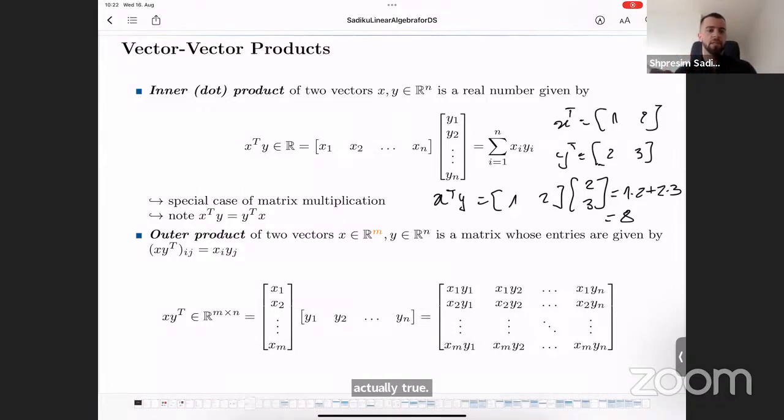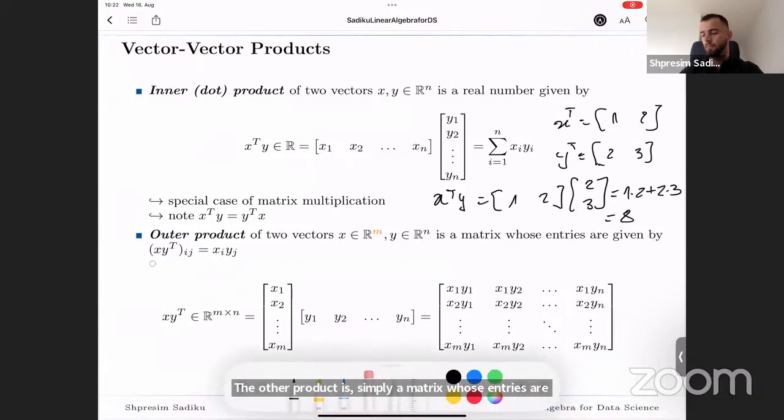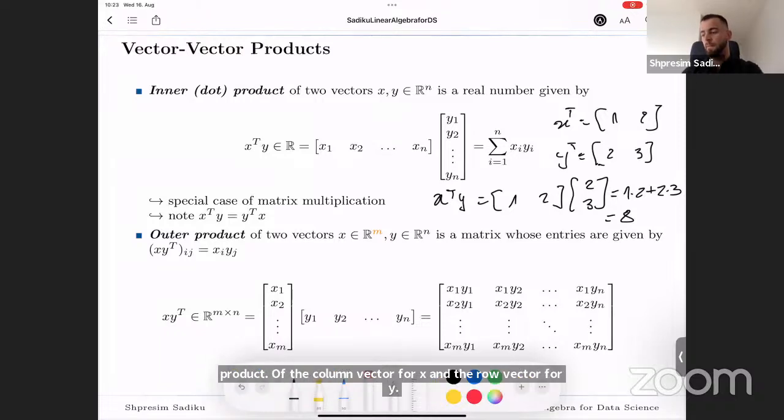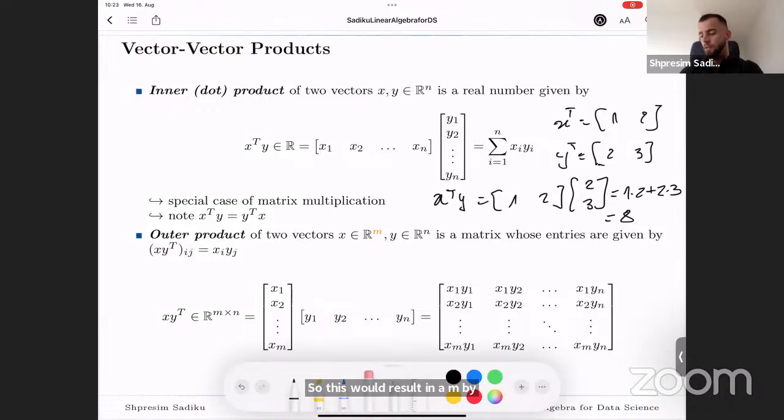On top of inner dot product, we can also define the outer product of two vectors. So we have x in Rm and y in Rn. Then the outer product is simply a matrix whose entries are given by this expression over here. And by definition, this is simply the outer product of the column vector for x and the row vector for y. So this would result in an m by n matrix.